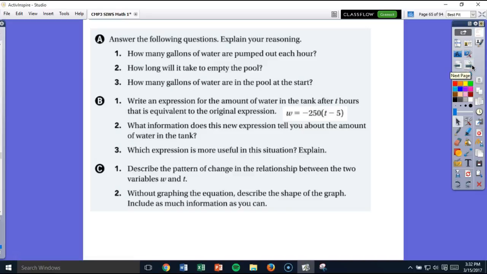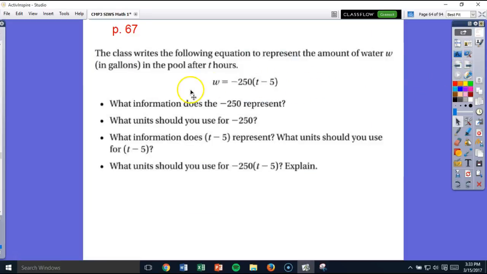Then we look at A, B, and C here. It says answer the following questions and explain your reasoning. They gave you an equation, and now you need to determine how many gallons of water are pumped out each hour. How long will it take to empty the pool, and how many gallons of water were in the pool to start with? There's a way of deducing all of that information from this equation that we're given here.